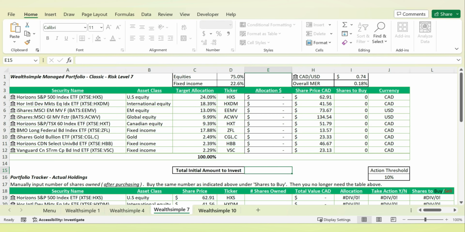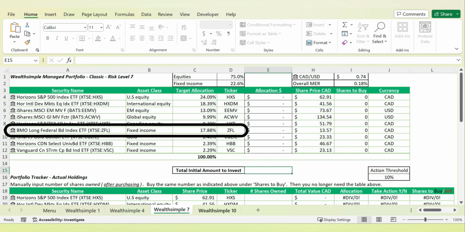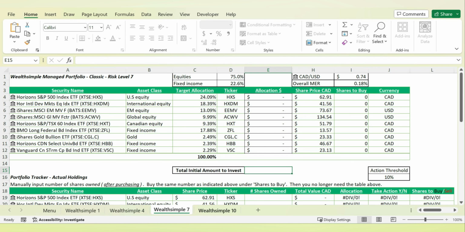As you can see in this portfolio, the vast majority of the fixed income holdings are in ZFL, the BMO Long Federal Bond Index ETF, which will exhibit significantly more volatility than a bond ETF that had equal weighting of short, medium, and long-term bonds. Again, the MER is 0.18%, probably too high if we are needing to deal with US dollar ETFs.